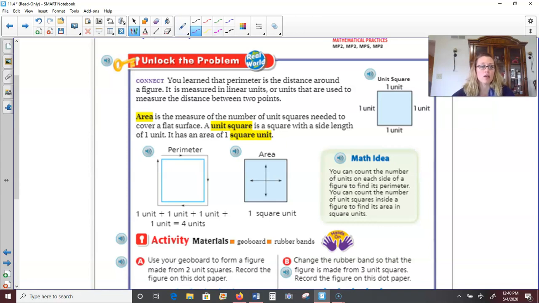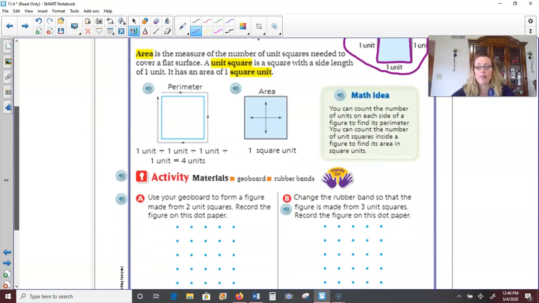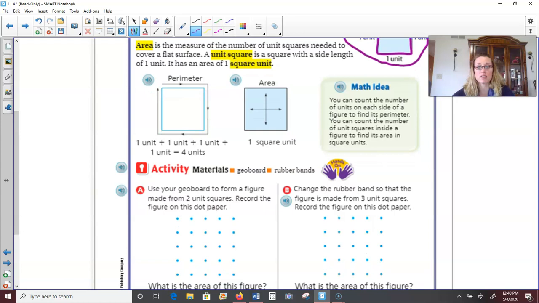So they show us a unit square over here to the right, and basically it measures 1 unit on all 4 sides. So we know from learning about polygons that a shape with 4 equal sides is a square. And so this is a unit square because it all has the same measurements around the outside. Okay, and they give us another image here, perimeter, showing us the distance around the shape, whereas area is the inside of the shape. Okay, so think of perimeter as a picture frame and area as the actual picture itself.